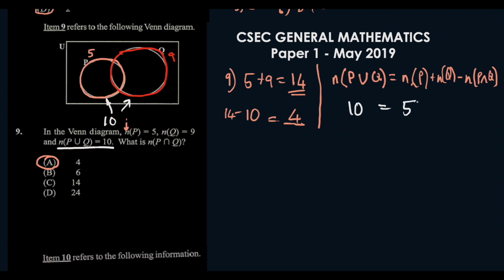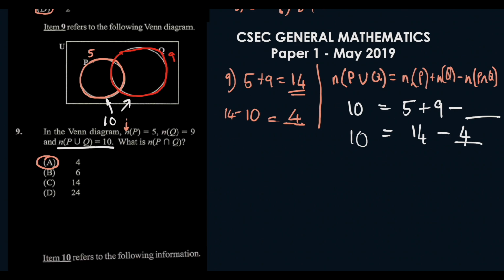And we have to add that to the number of elements in Q, which is what? 9. And we subtract that from some number that we don't know right now, which would be our final answer. So if you look at this, 5 plus 9 is 14. Take away something. Whatever that something is gives us 10. The only number that could be is 4. So therefore, based on that, it worked.